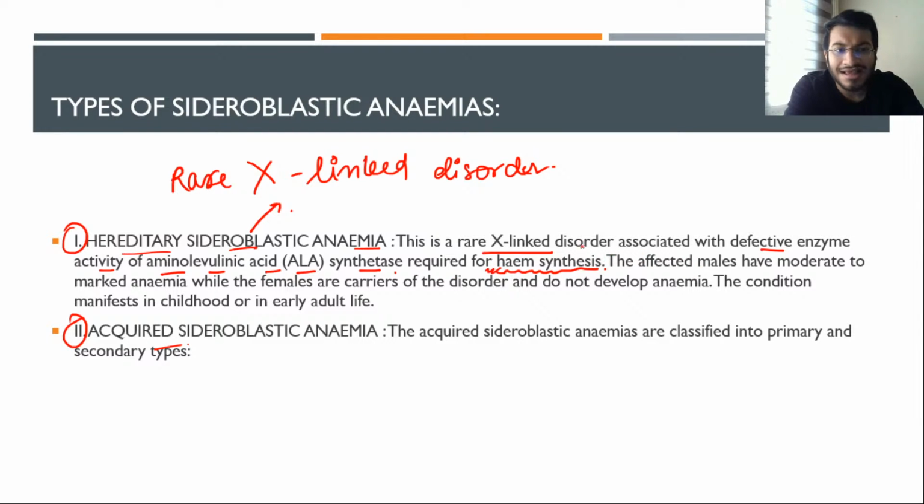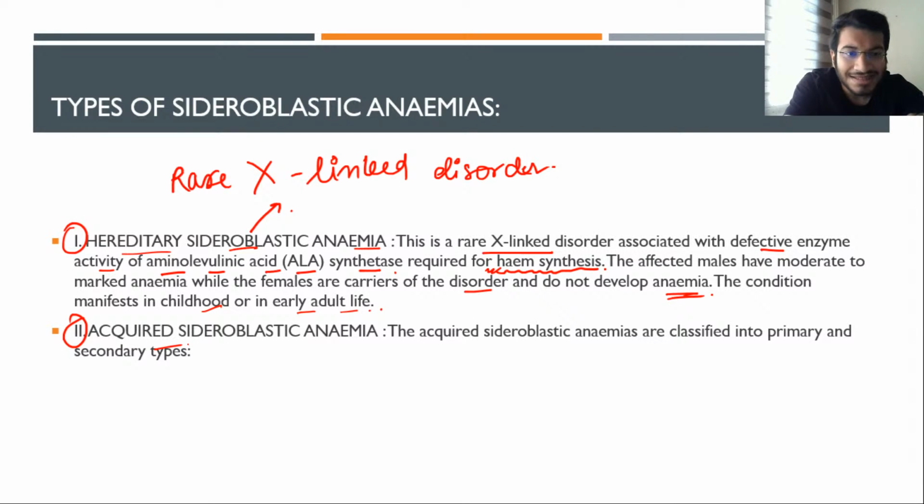The affected males have moderate to marked anemia while the females are carriers of the disorder and do not develop anemia. The condition manifests in childhood or in early adult life. So, this is because of the defect in the enzyme ALA synthase that is required for the heme synthesis. And in this hereditary sideroblastic anemia, this is defective.